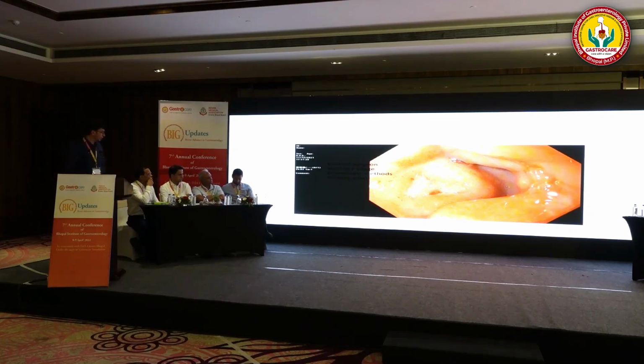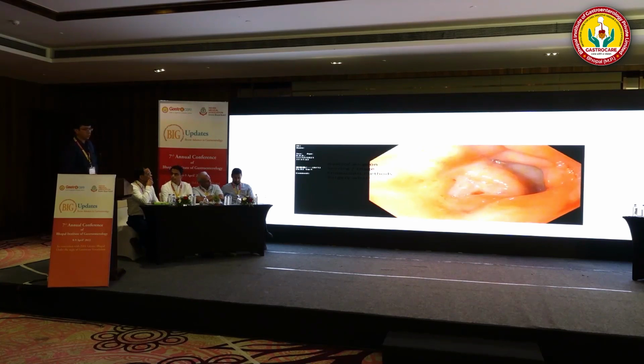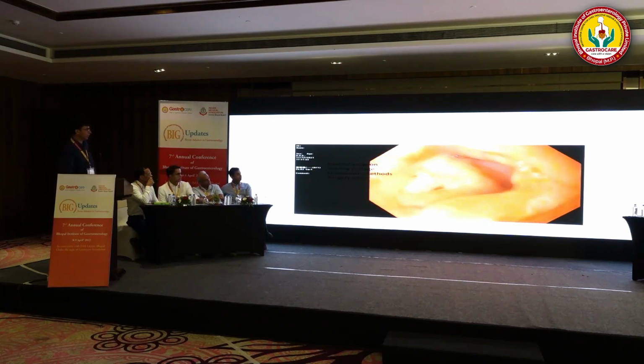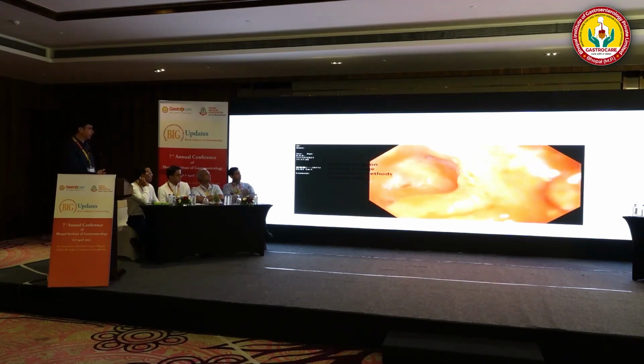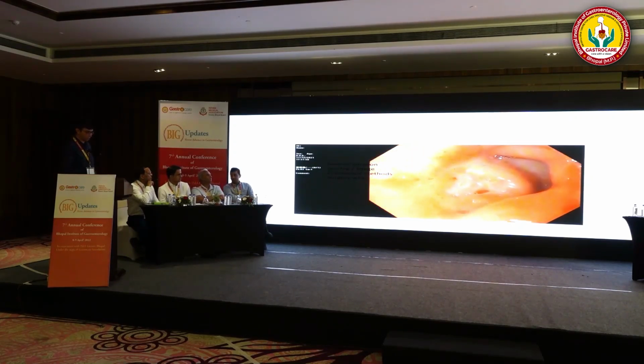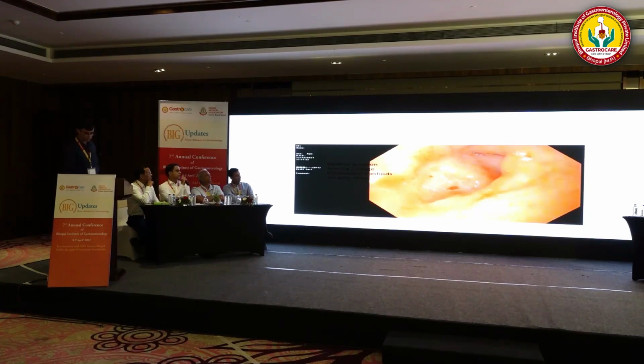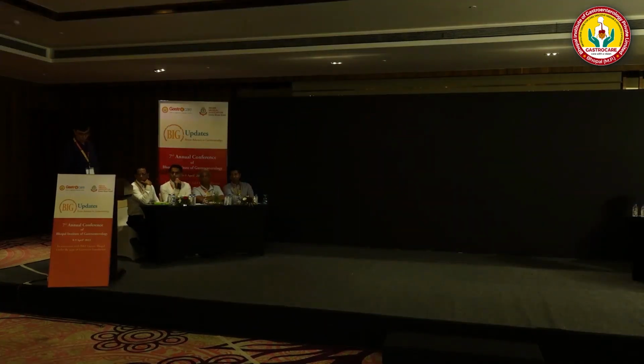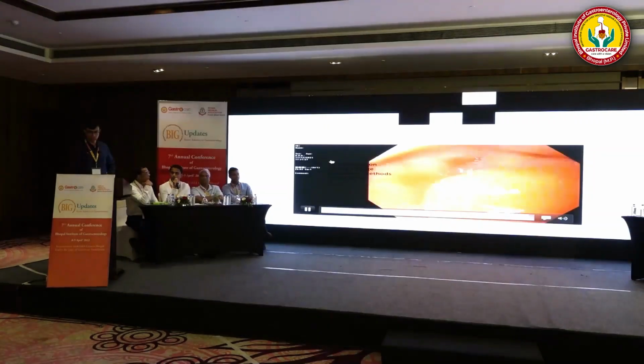So maybe I can start with Dr. Lalit only. Lalit, this patient has come with severe anemia and with a history of bleed a day before admission. And what do you say, what ulcer is this? According to, I can see a visible vessel there actually. So it would be 2A.